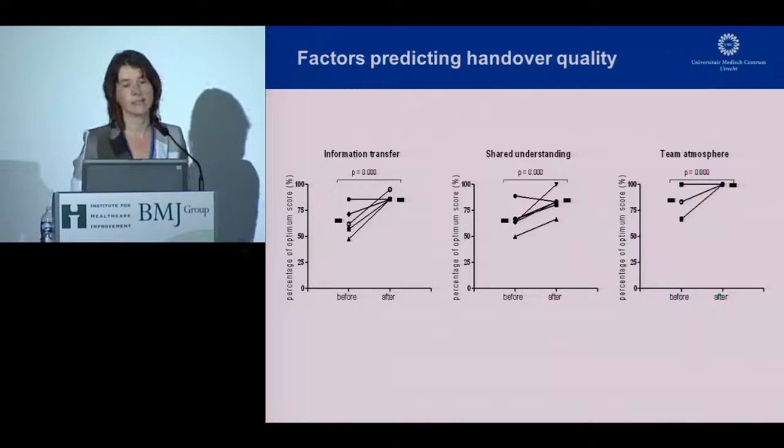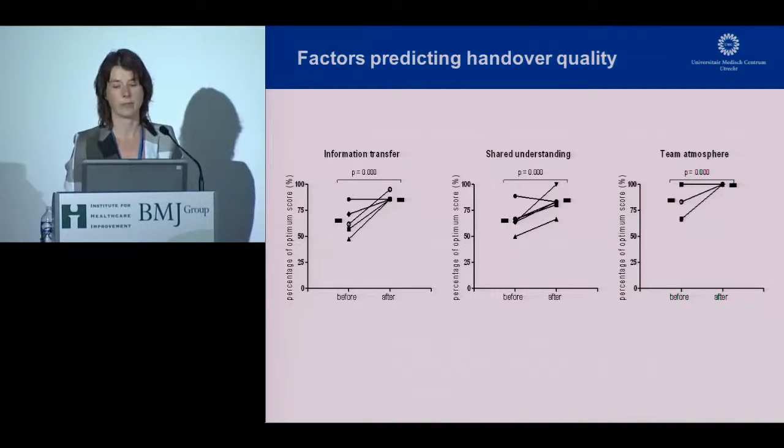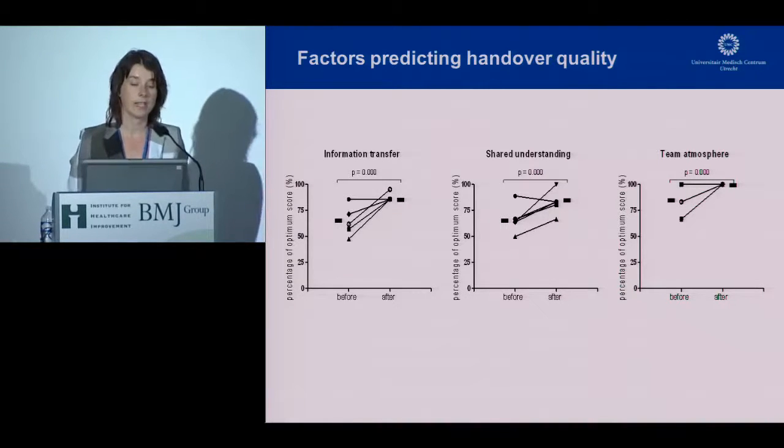And next, on this slide, I would like to show you the factors predicting handover quality. And these factors are information transfer, shared understanding, and team atmosphere. And for all these three factors, there was a significant increase between before and after the intervention.